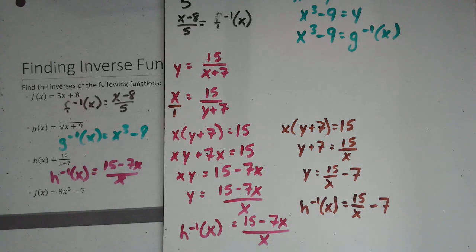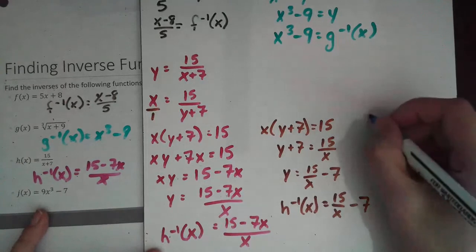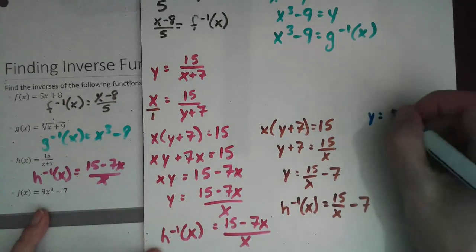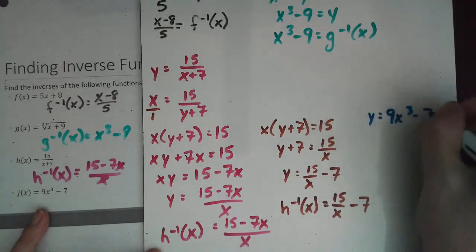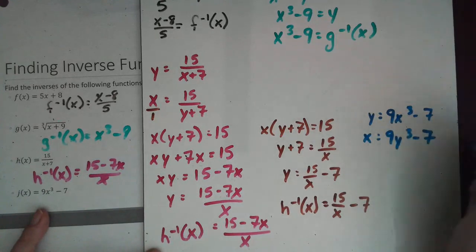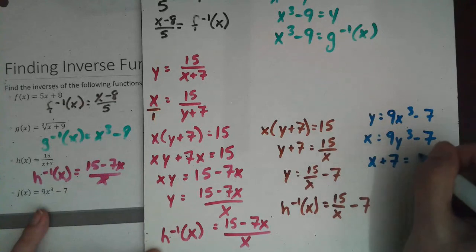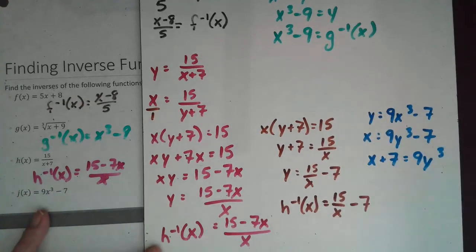Finally, we have j of x, and j of x is equal to 9x cubed minus 7. I'm going to start by switching my j of x out for a y. That gives us y is equal to 9x cubed minus 7. I do my switcheroo. X is equal to 9y cubed minus 7. I'm trying to get the y alone, so I'll add the 7 over. So x plus 7 is equal to 9y cubed.